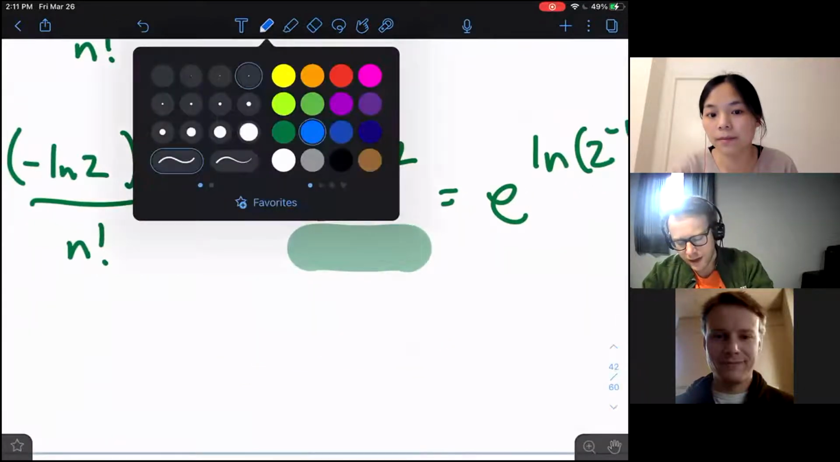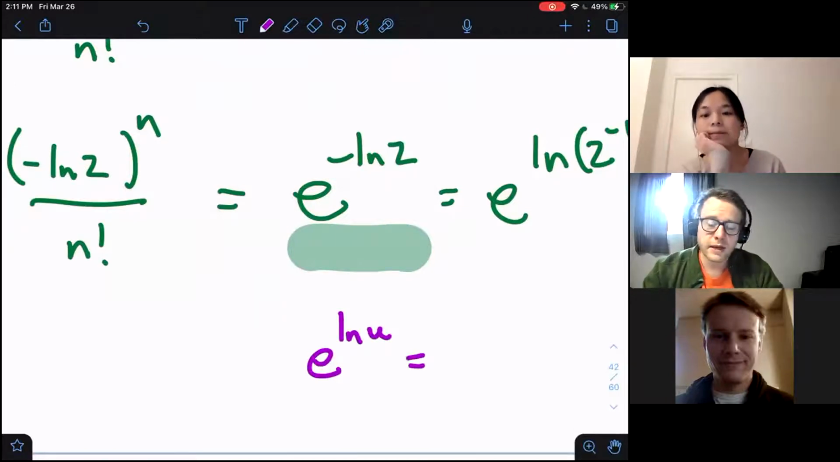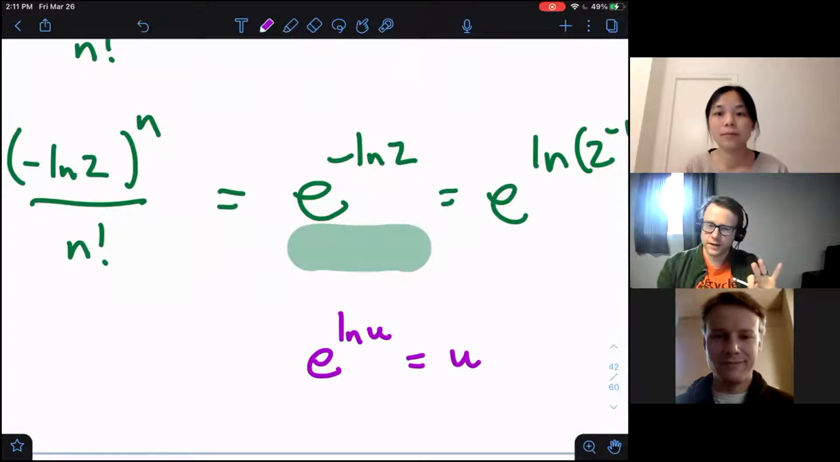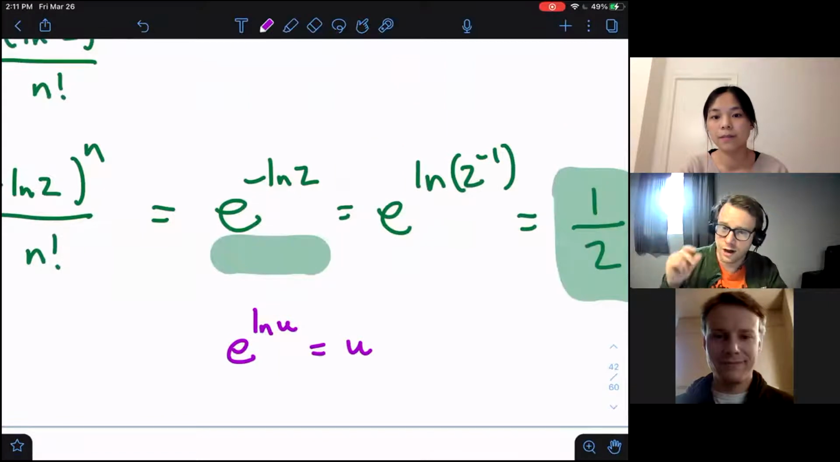Remember, if you have something that looks like e to the natural log of u, then because these are inverse functions, you get just u. But this isn't true if you start sprinkling in extra things, right? So if you put a 3 there, this is not equal to 3u. That's off. Or if you put a negative here, right? So if you start obstructing, and you don't have kind of back-to-back e and then natural log, it doesn't work out.